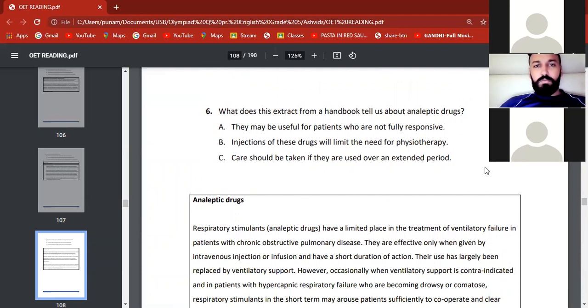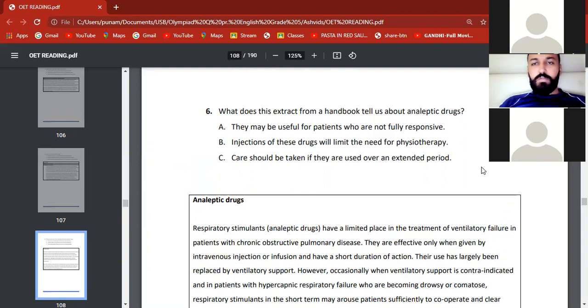What does this extract from a handbook tell us about antiepileptic drugs? What does this extract tell us about an antiepileptic drug? The first option: they may be useful for patients who are not fully responsive. May be useful.